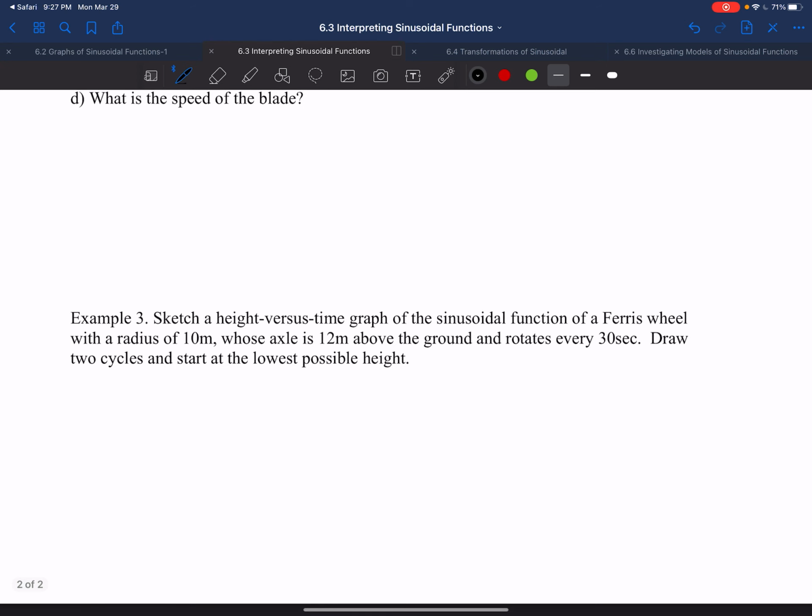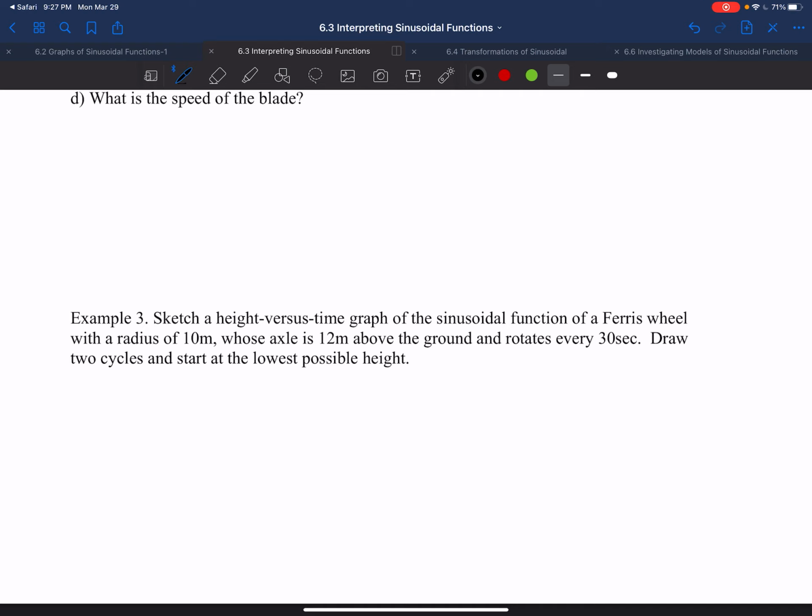So example 3 says to sketch a height versus time graph of the sinusoidal function of a Ferris wheel with a radius of 10, whose axle is 12 meters above the ground and rotates every 30 seconds. So draw 2 cycles. We're just going to get a sketch here. But let's think about this.